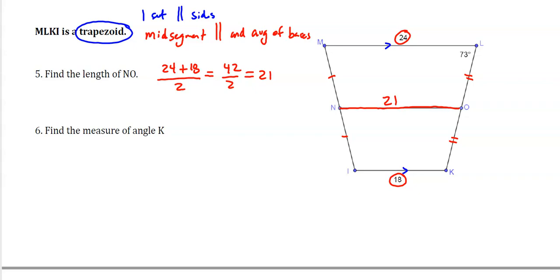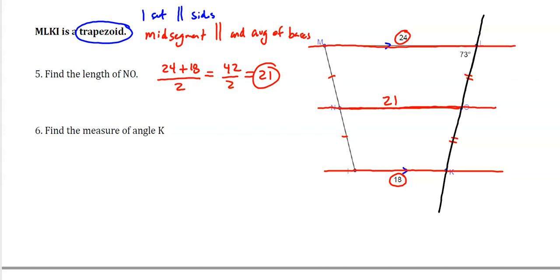So that's number 5. Find the measure of angle K. Well, because these are all parallel lines, this line is parallel, this line is parallel. This line over here acts as a transversal, and it creates our parallel line properties, so that these two right here are consecutive interior, so they have to add up to 180. But then you have this copy going on down here. So K is actually 107 degrees.